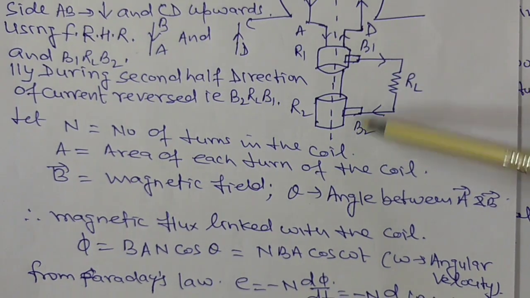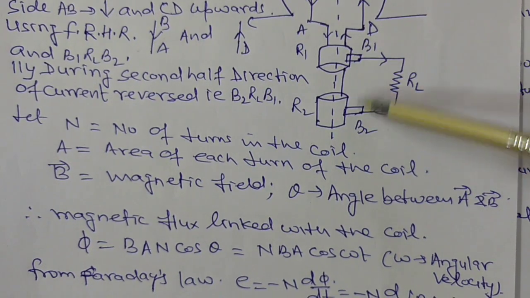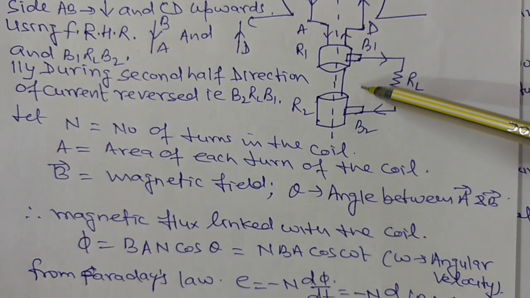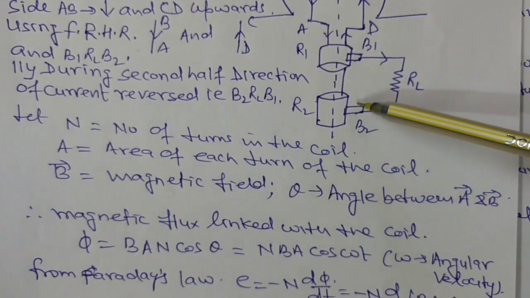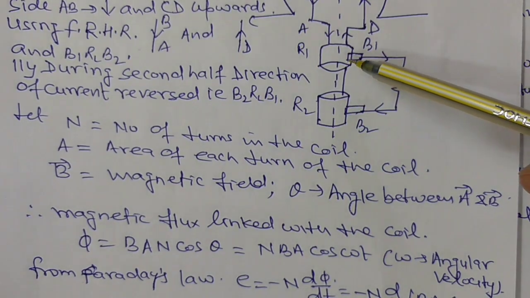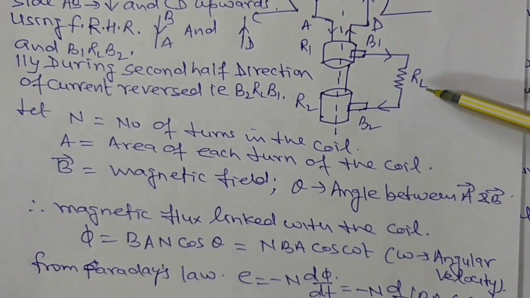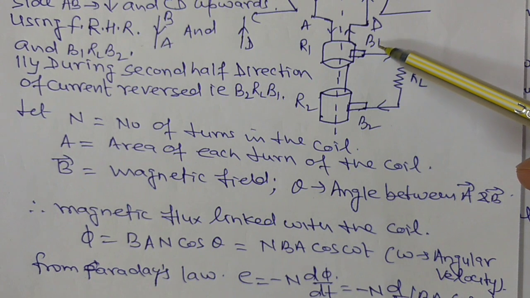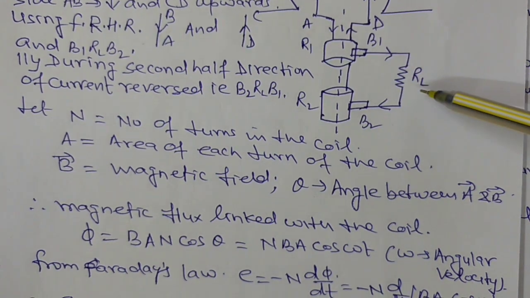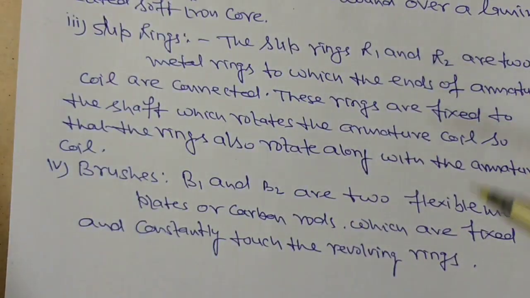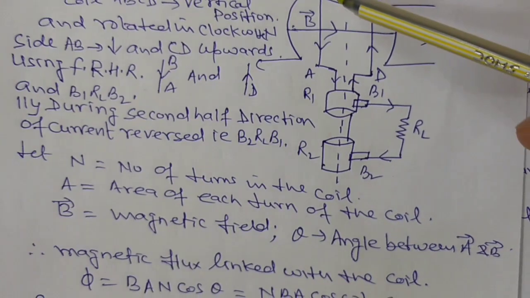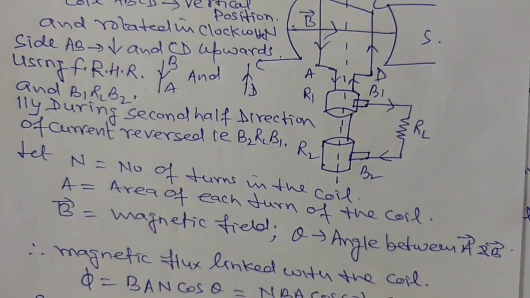B1 and B2 are what? These are metallic plates or carbon rods, and they are fixed and maintain constant contact with the slip rings. And there is a load resistance between two brushes, B1 and B2, this load resistance R1. So this is the construction of AC generator, right?